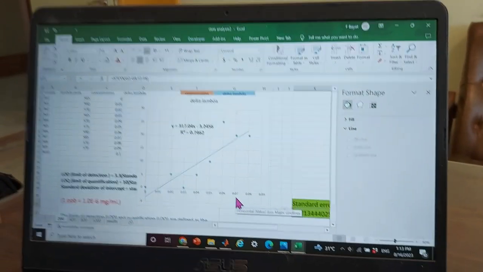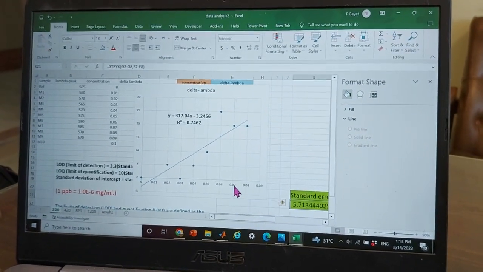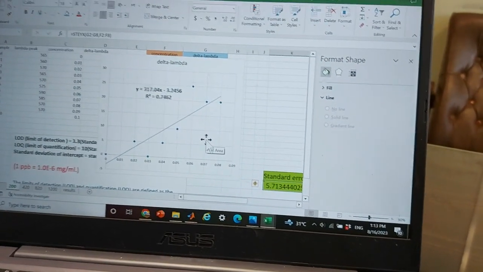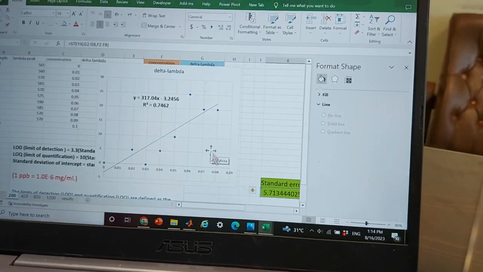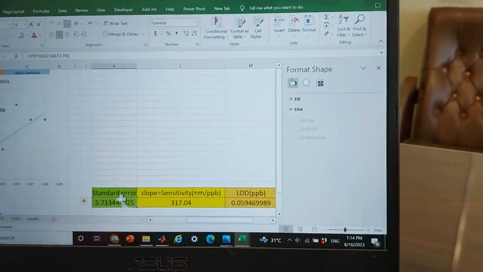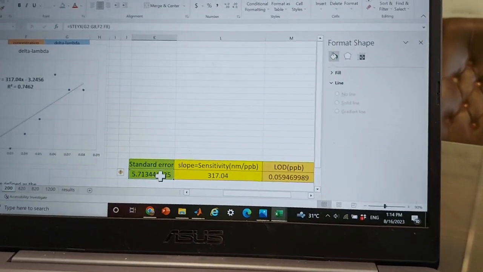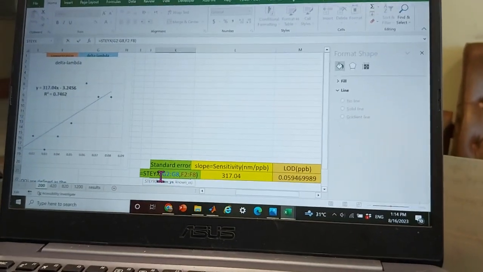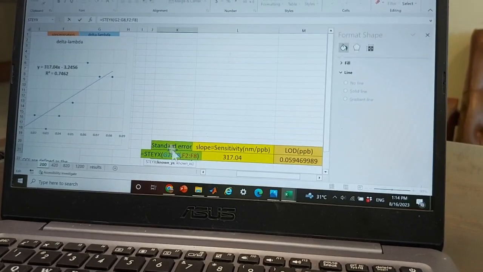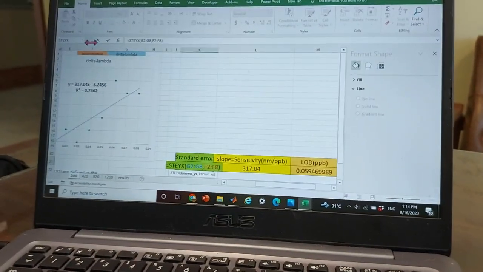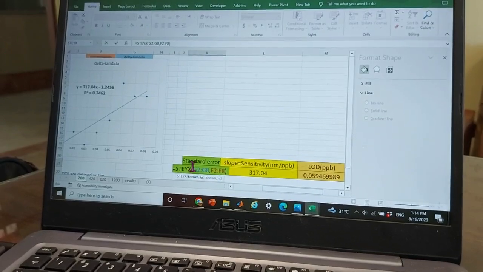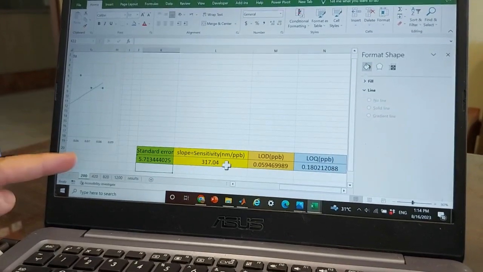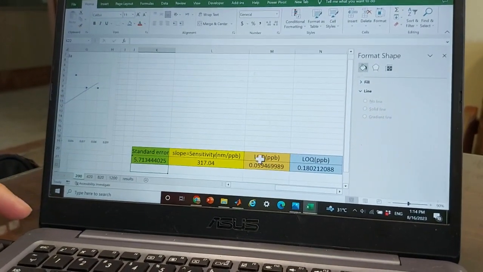So this is very important for us to see how the difference can be. Now, the next important factor is a standard error that we should calculate. There is one Excel function, STEYX. You just choose your column X and Y. This is X, this is Y here, and it calculates for you a standard error. If you have a slope and a standard error, you can calculate LOD and LOQ.